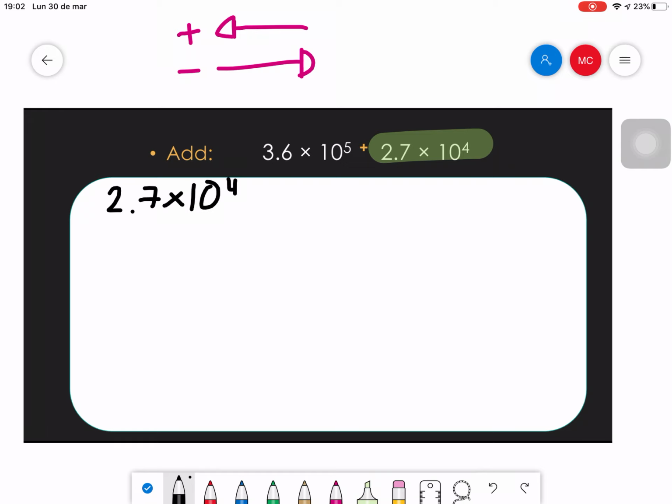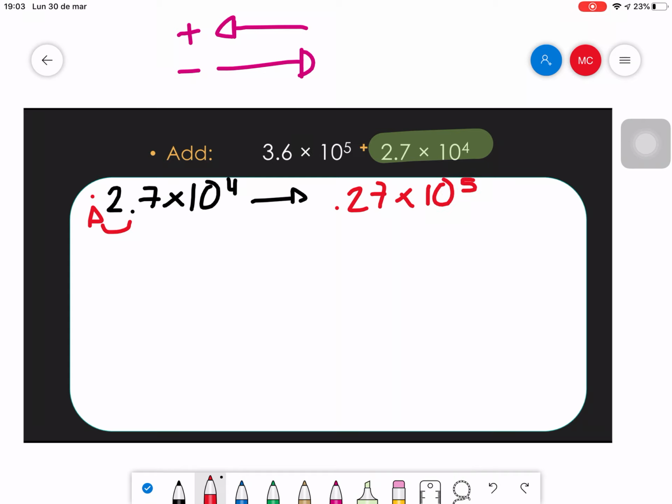I need to change the number with the smaller exponent into the number with the exponent of the other number. So I see again that the difference between 4 and 5 is 1. So I need to move that point one time. And as I want to make it bigger, I'm going to move to the left. How many times? Just 1, because that's the difference between 5 and 4. So I just move it, and the point will stay here. I rewrite this number as 0.27 times 10 to the 5th power.